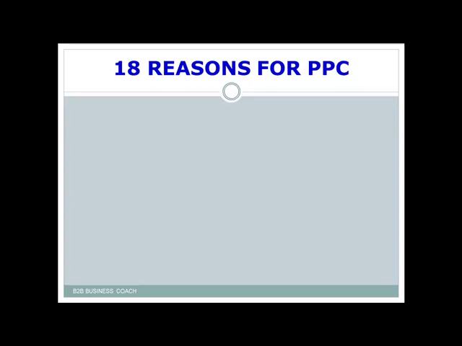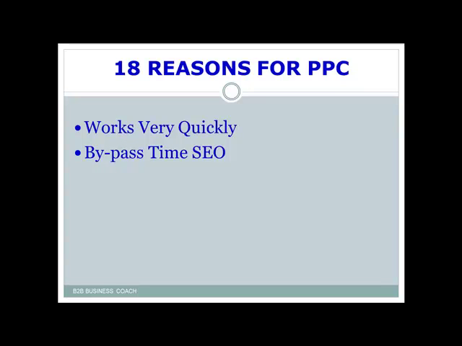Okay, so why should you use pay-per-click? Well, first of all, it works very quickly. It's a huge advantage, particularly if you want to get a product onto the market quickly. And it can bypass time for SEO, although I think SEO is very important, but it can bypass some of that time. And your advertisement can appear on the first page of search engine results at a reasonable price, usually the first day.